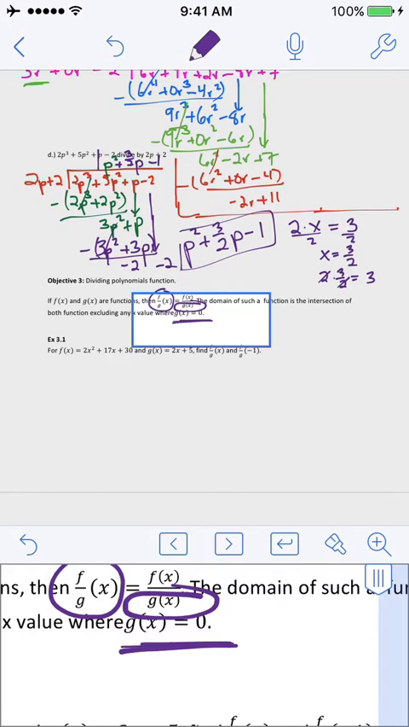So basically, why not? Why couldn't you have 0 on the bottom there? That's right, because you can't divide by 0. That doesn't make any sense.